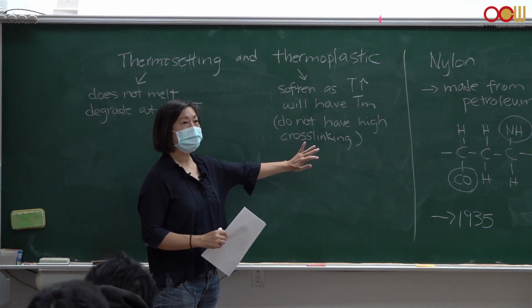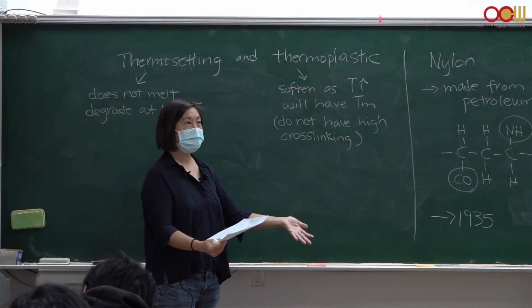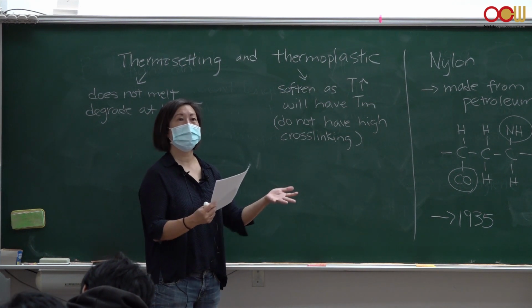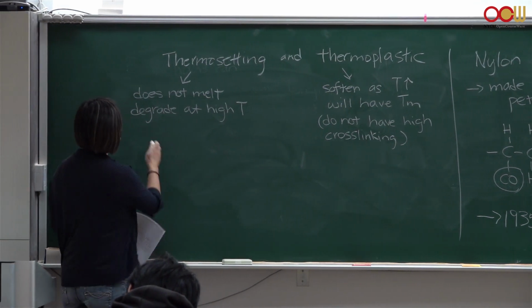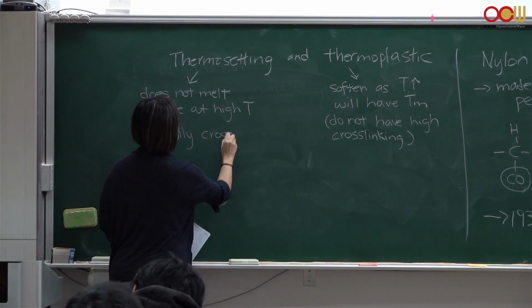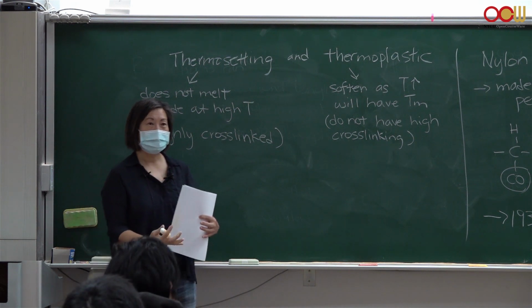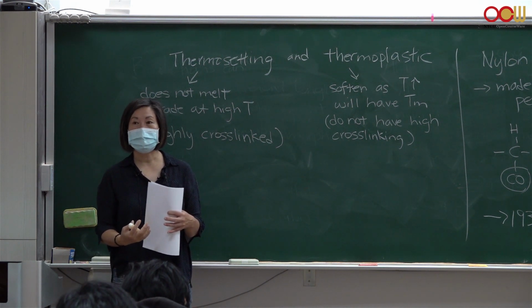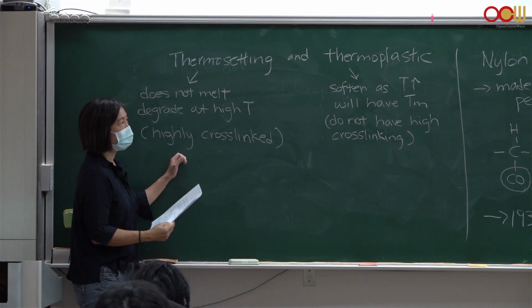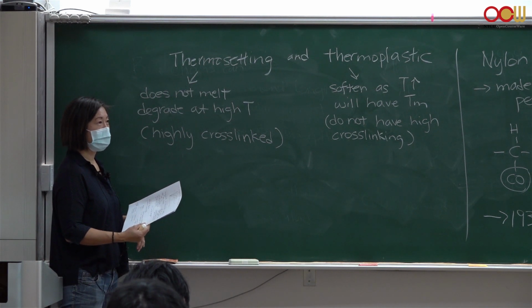Thermoplastics are easy to recycle because you could just melt the plastic down again and make a new thing, right? Thermosetting materials are highly cross-linked, and that's why they will fall apart at high temperatures, but they will not melt. And so it's not easy to recycle a thermosetting material.